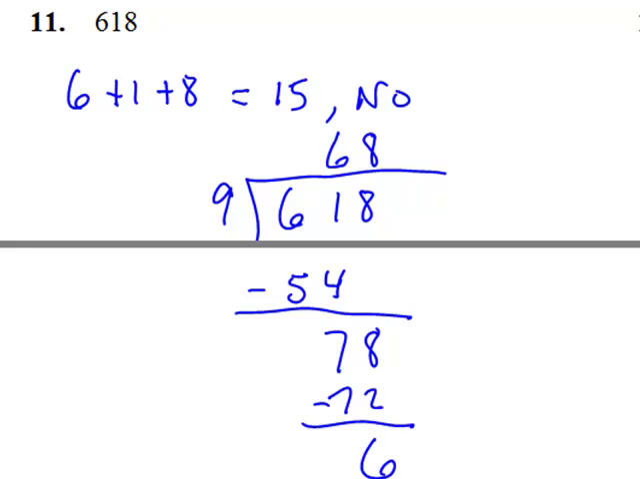And we're done, which means we have a remainder of 6, and that just verifies that 9 does not go in evenly into 618. That's why 9 is not a factor. So again, the answer is no.